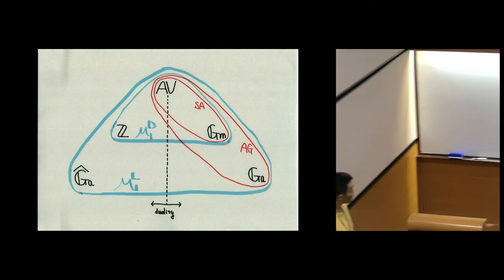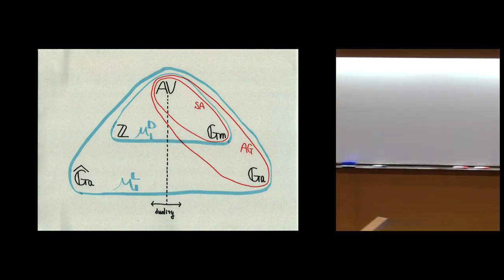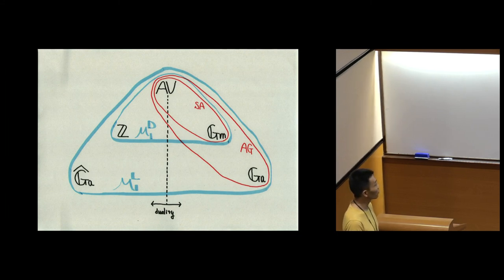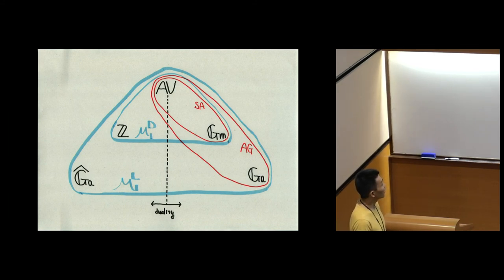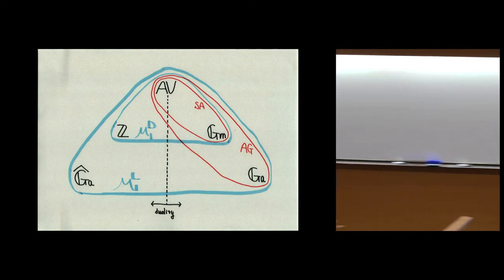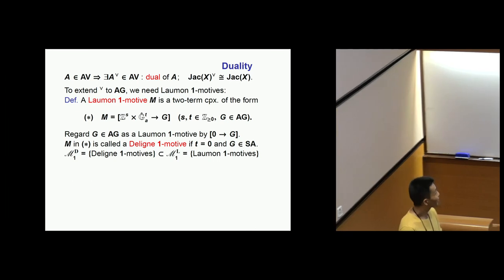And the duality, I will explain that there's a way to combine such data, to compile these data to make up some mathematical object called a Laumon one-motive. So this big blue triangle is the category of Laumon one-motives. And the duality acts like a mirror put on this dotted line. The dual of an Abelian variety will again be an Abelian variety, but it switches Z hat and G_m.